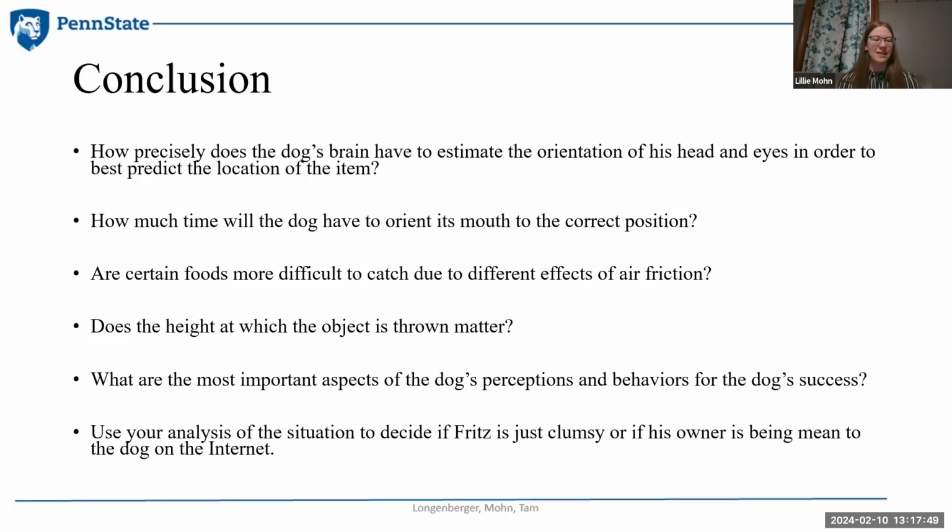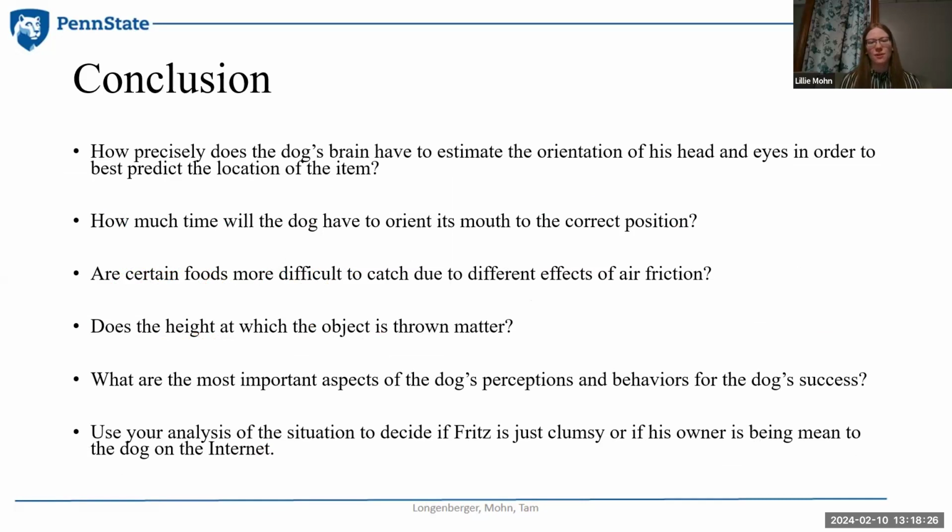And finally, use your analysis of this situation to decide if Fritz is just clumsy or if his owner is being mean to the dog. So with all of this in mind, it seems that the best way to make Fritz look bad is to just not train him, because as we saw with each iteration, Fritz learned how to catch the ball better. But if his owner wants to make more videos, then he should only throw the food to Fritz when the camera is rolling. Additionally, the owner should throw the food so that it's just within Fritz's range of motion, which makes it more difficult for him to catch.